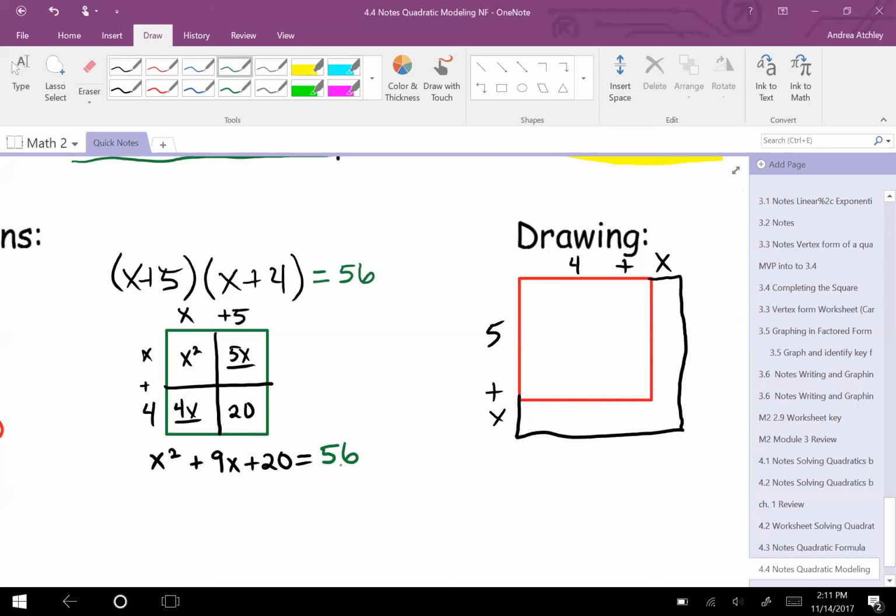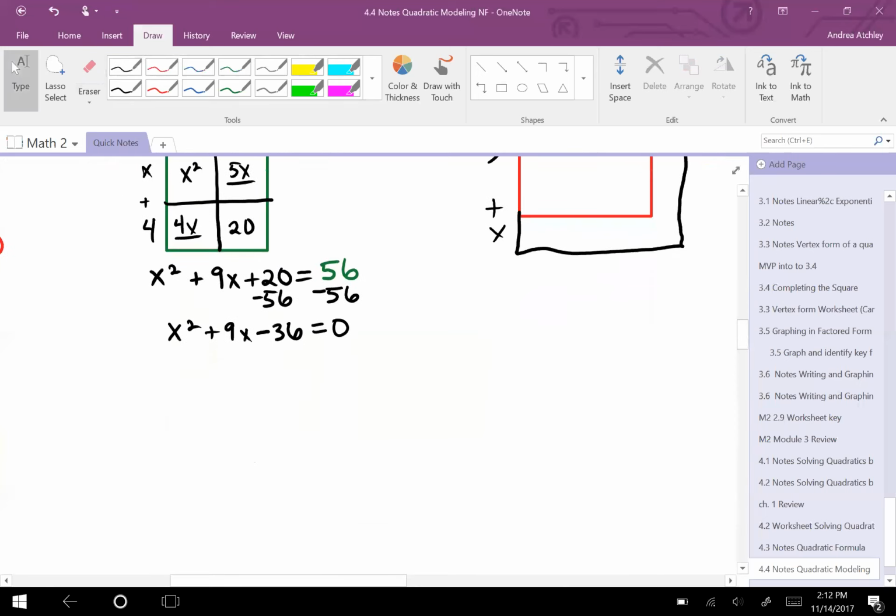Now what do I need to do? Very good. I need it equal to 0, so I subtract the 56. And I get x squared plus 9x. Oopsie, not plus. 56 is bigger. So it's minus 36. And now it equals 0. Okay, can you guys factor that for me? Factor and solve from there.